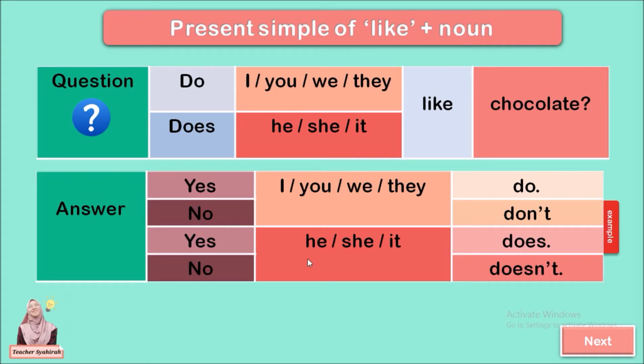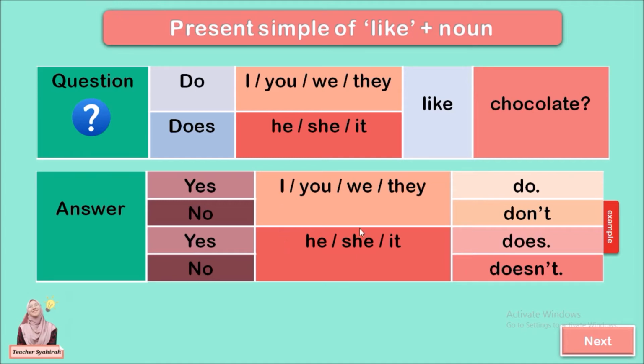Next one is he, she, it. Yes, he does. Yes, she does. Yes, it does. Or no, he doesn't. No, she doesn't. No, it doesn't. Okay.